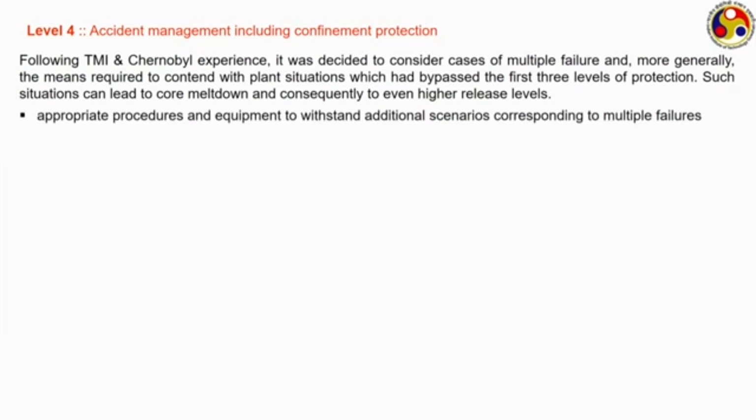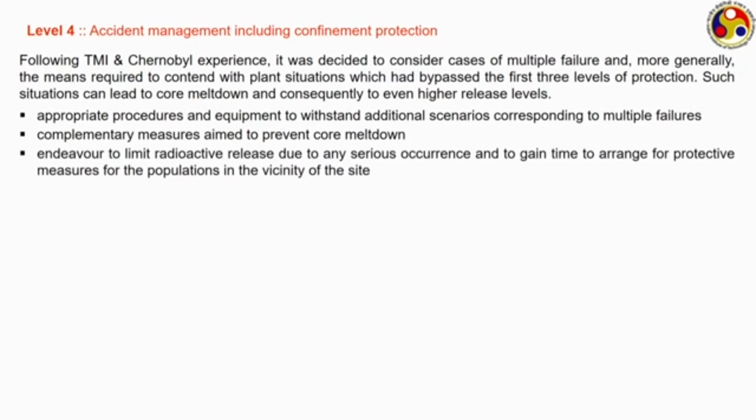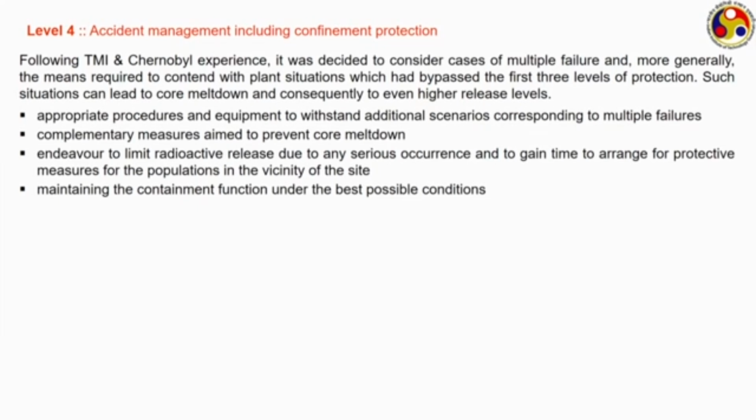So, to counter that, we need to have appropriate procedure and equipment to withstand additional scenarios corresponding to multiple failures. Complementary measures aim to prevent core meltdown, endeavor to limit radioactive release due to any serious occurrences, and to gain time to arrange for protective measures for the populations in the vicinity of the site. This is where the role of the authority also comes into play, because it is not possible for the plant authority to evacuate a site or to move people from a particular location, but only the local governmental authorities or governmental bodies can evacuate a particular location. Maintaining the confinement function under the best possible condition.